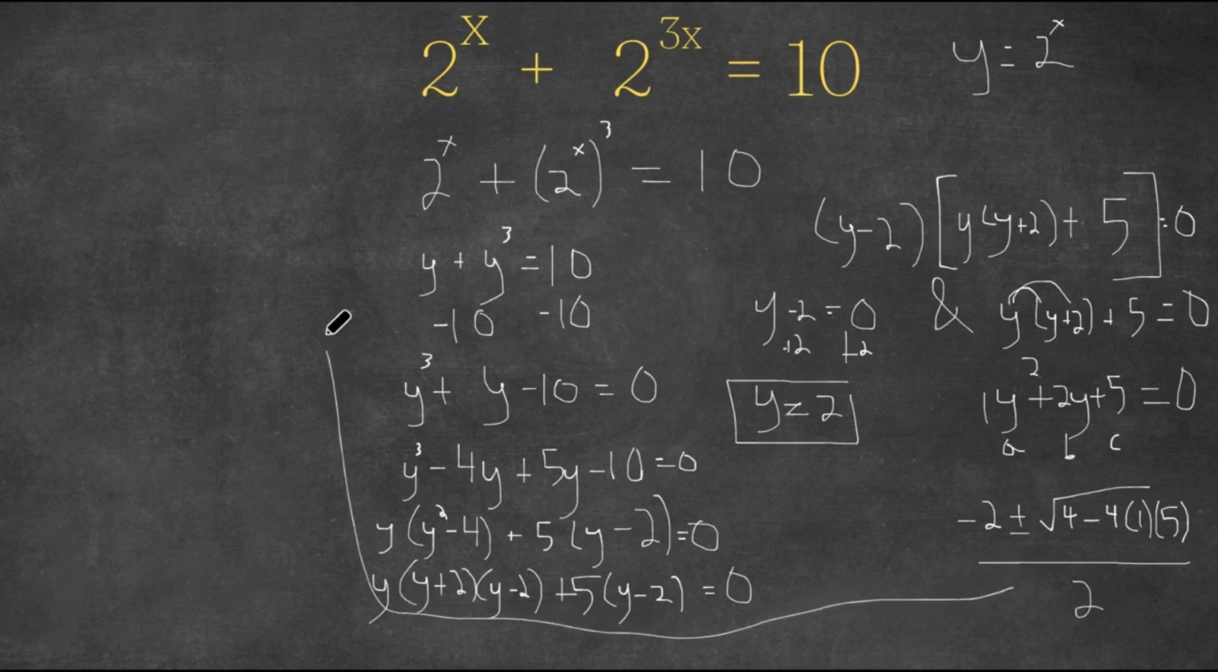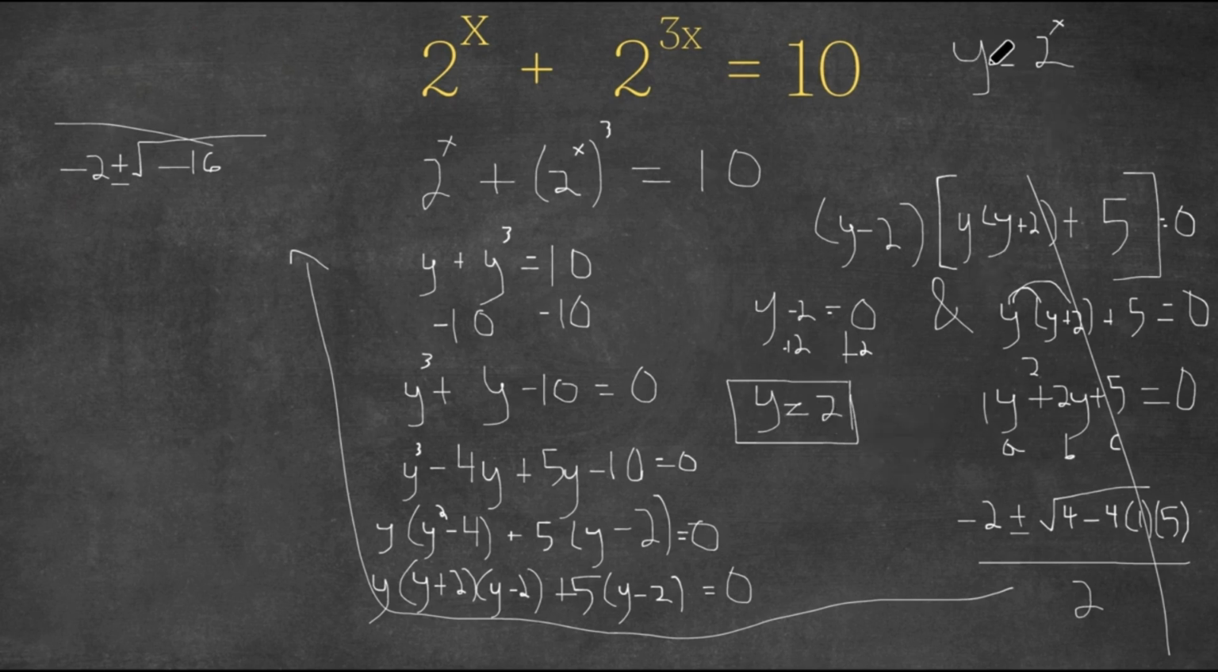Now, let me bring this over here. So now we have negative 2 plus or minus the square root of 4 minus 4 times 1 times 5. That's 4 minus 20, which is negative 16. And as you see, we can't take the square root of a negative. That's not possible, meaning this equation has no real solution. So our only solution is y equals 2.